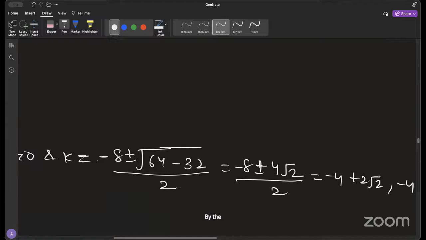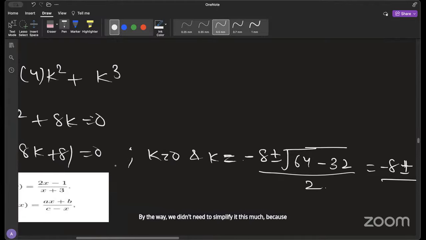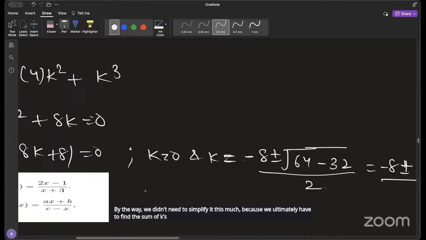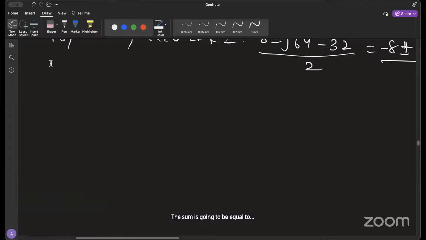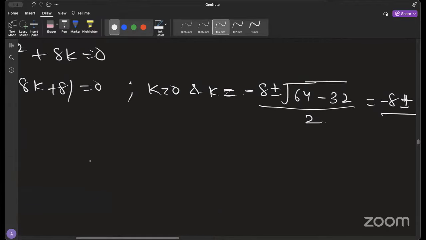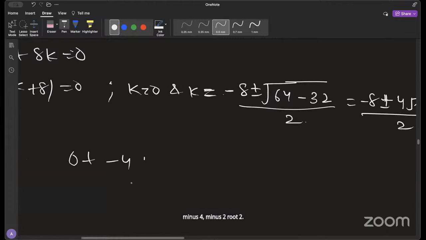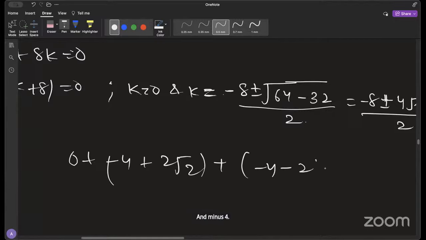By the way, we didn't need to simplify it this much because we ultimately have to find the sum of k's, right? All possible k's. The sum is going to be equal to 0 plus minus 4 plus 2 root 2 and minus 4 minus 2 root 2. So this is minus 8 and these two get cancelled. The sum is minus 8.